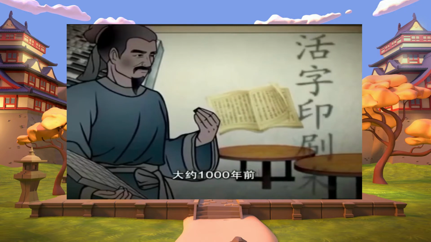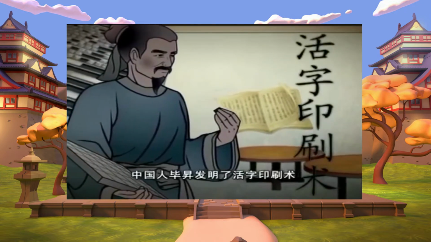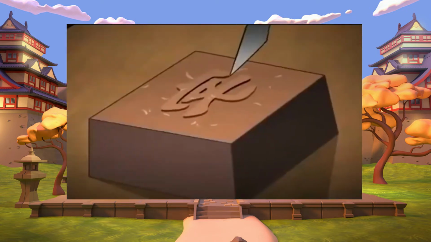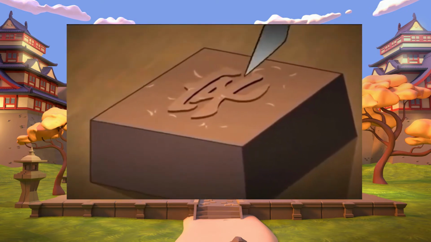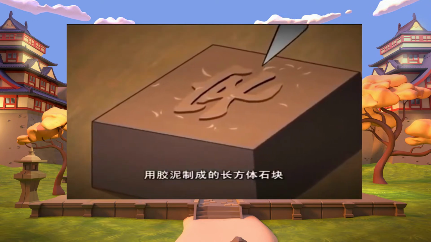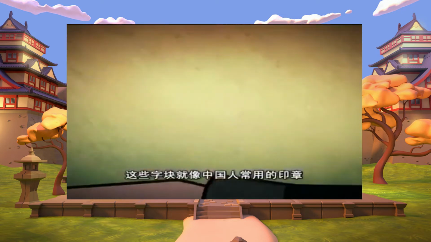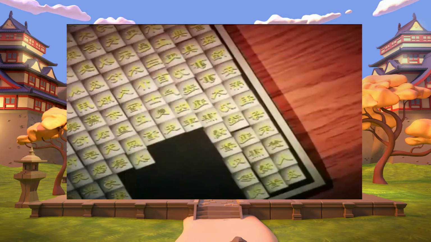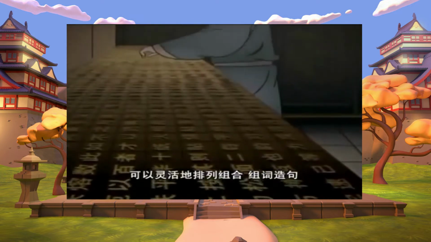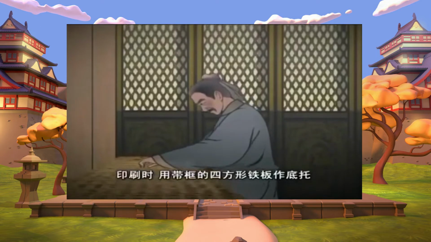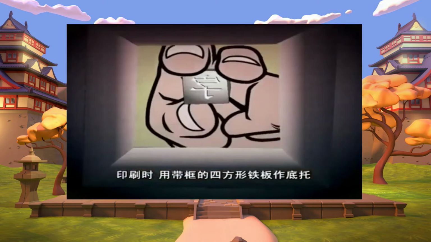A Chinese named Bi Sheng invented movable type print around 1,000 years ago. The movable components are cubes made of baked clay. Characters were carved on each piece of clay, which look like the seals widely used in China. The movable components could be arranged freely to form different vocabularies and sentences. They were fixed on an iron plate with frames in a certain sequence.